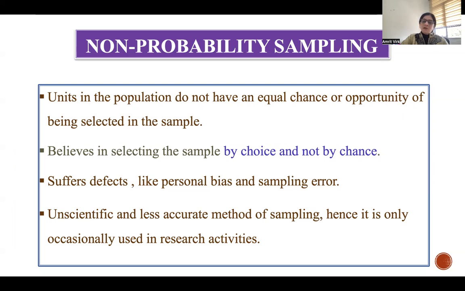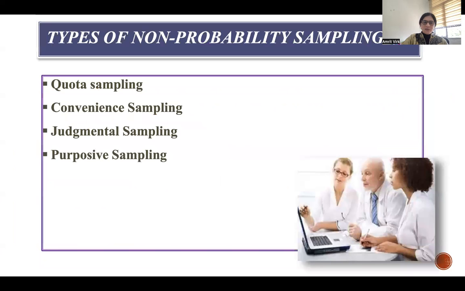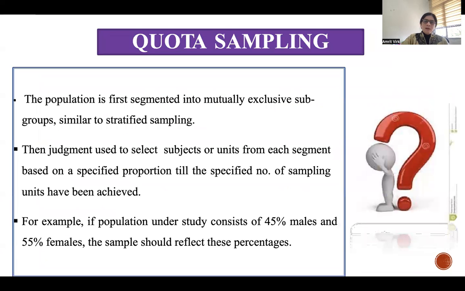The common sampling techniques which we use here are convenience sampling, purposive sampling, judgmental sampling, quota sampling, etc. Most of these non-probability sampling methods are at times considered unscientific and less accurate, so they are not very commonly employed for research activities. Now let's look at each of these sampling techniques.